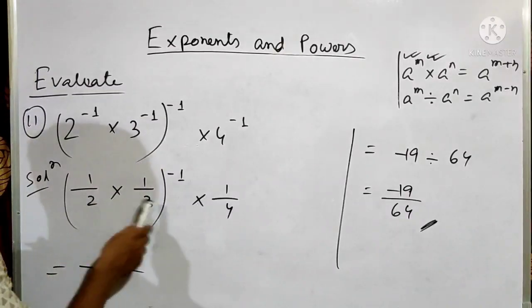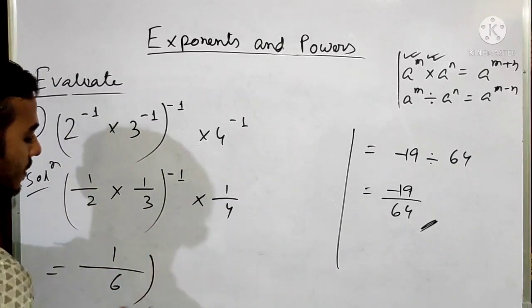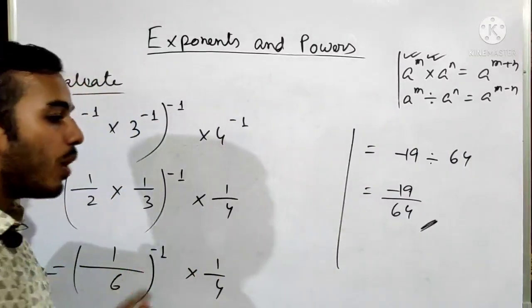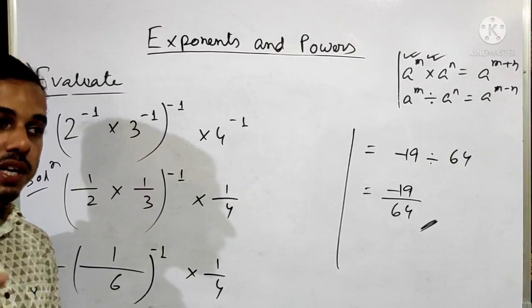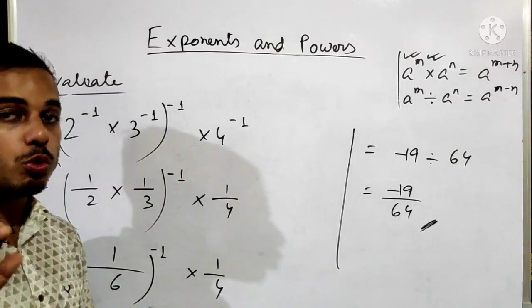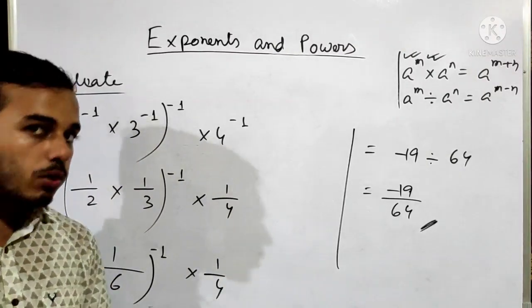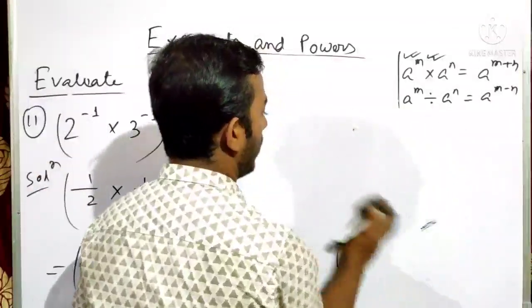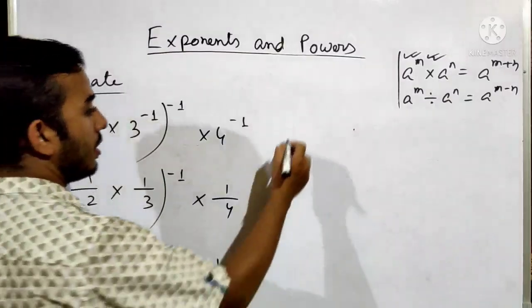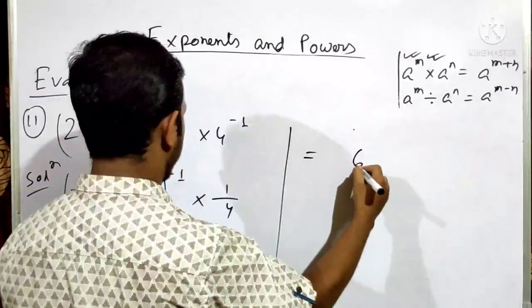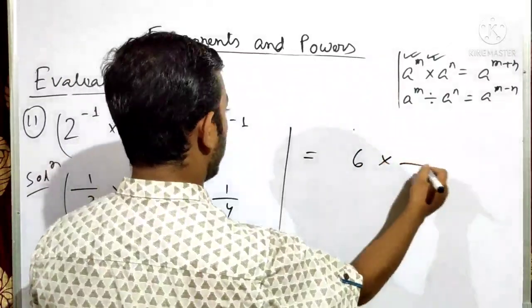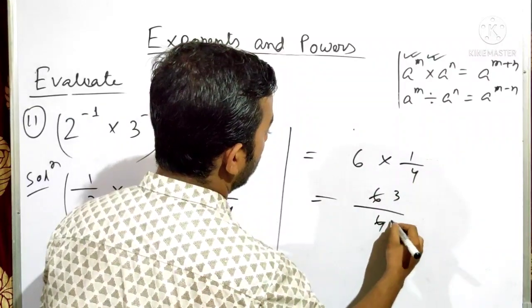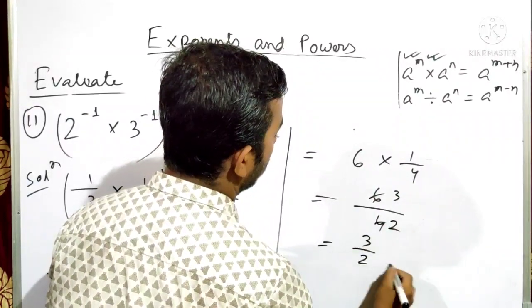1 into 1 is 1, 2 into 3 is how much? 6. Then whole power minus 1 into 1 by 4. As I told you earlier, if we have a base fraction and the power is negative, to make the power positive, we take the denominator to the numerator and the numerator to the denominator. So we'll do the same thing here also. Here the denominator is 6, so it will be numerator 6 and power is 1. So 6 into 1 by 4. Now 6 by 4, 2 into 3, 2 into 2, so it is 3 by 2.